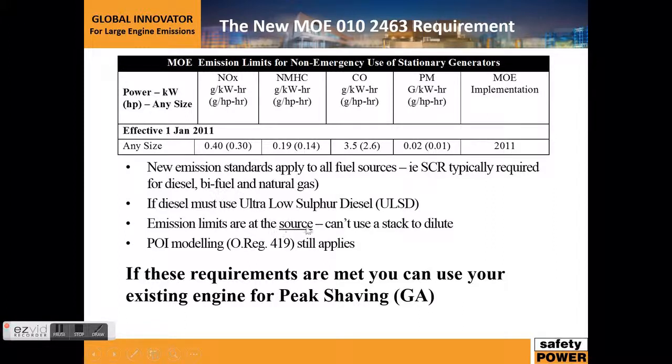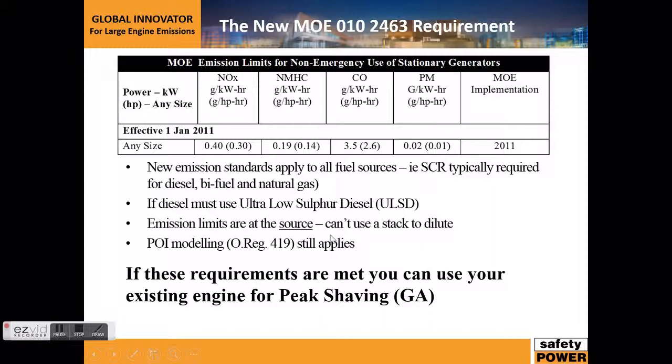So what's important to note is they're source-based, so you can't use a stack to dilute the pollutants. These emission requirements need to be met at the source. These here are the levels of NOx, hydrocarbon, CO, PM that need to be met at the source. In order to achieve this with natural gas or diesel generators, you're going to require after-treatment technology, specifically SCR, as it's the most economical and widely used.